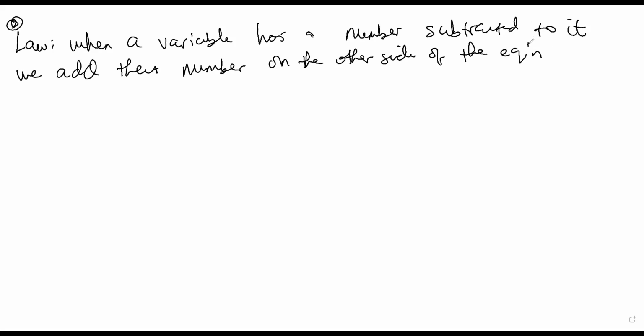Equivalent short for equation, right? So let's look at the keywords here. When a variable, again, we want to solve for the variable, has a number subtracted to it. Let's see how that looks. Let's say the variable is x and it has a number being subtracted to it. What's a number subtracted to it? x minus 2 equals, let me say, 10.